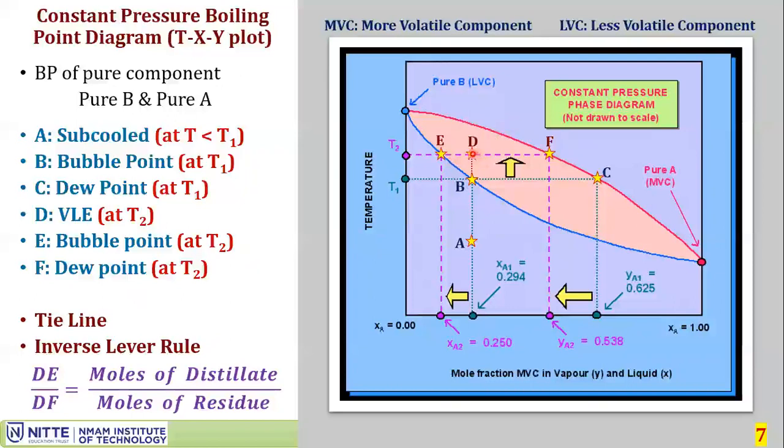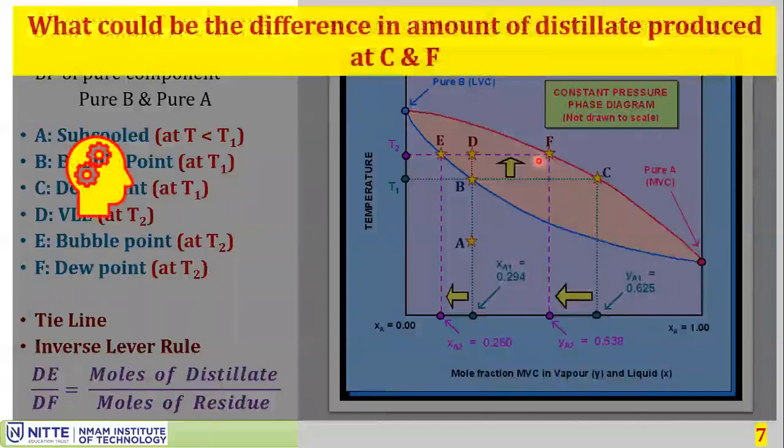What it gives is the ratio, it's a scale, that is you can use a normal scale and find out in centimeters. This distance DE and DF, this distance you can measure. The ratio between DE to DF will be equal to moles of distillate. So you have calculated DE here, this is distillate. So moles of distillate divided by moles of residue. So the molar ratio you can calculate given the inverse lever rule.